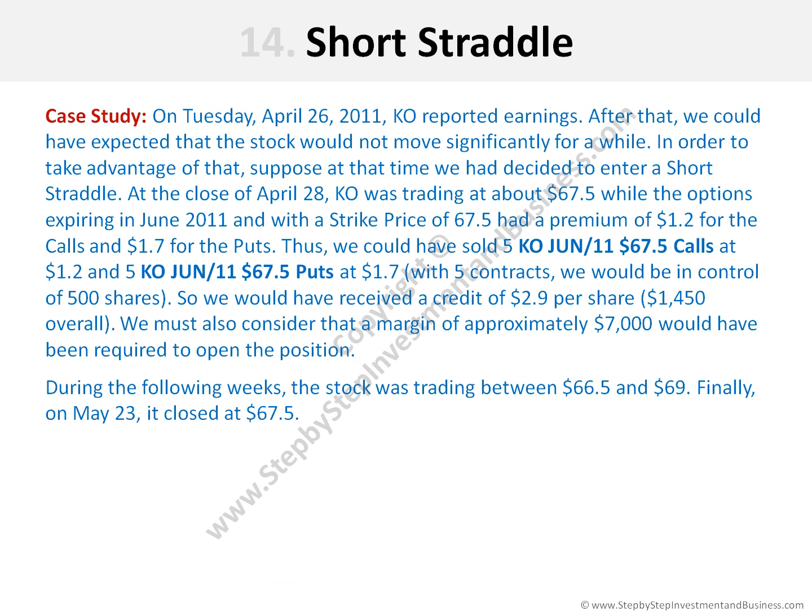In order to take advantage of that, suppose at that time we had decided to enter a short straddle. At the close of April 28, Coca-Cola was trading at about $67.5, while the options expiring in June 2011 and with a strike price of $67.5 had a premium of $1.2 for the calls and $1.7 for the puts. Thus, we could have sold 5 calls with a strike price of $67.5 and expiration in June 2011 at $1.2, and 5 puts with the same strike price and expiration at $1.7.